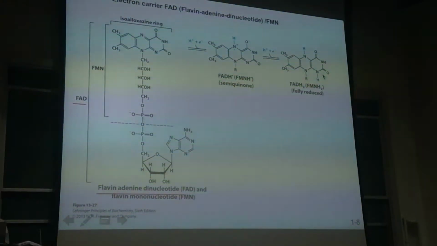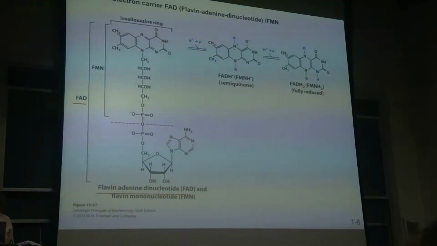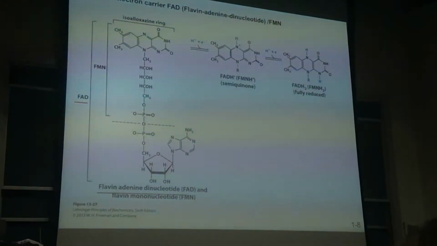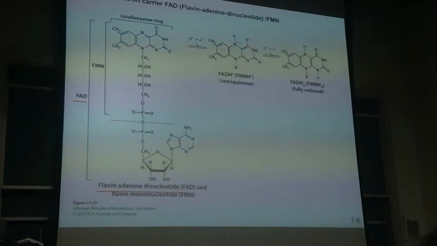All right, so let's look at another molecule, FAD. So this is flavin, flavin adenine dinucleotide. Whenever you're looking at these molecules, think about what they are.